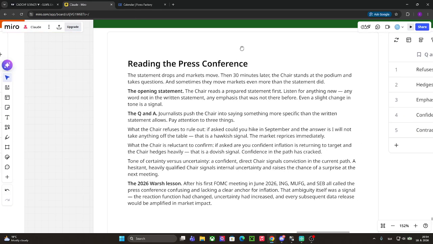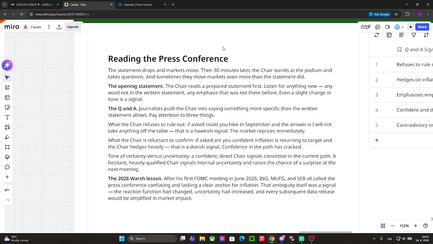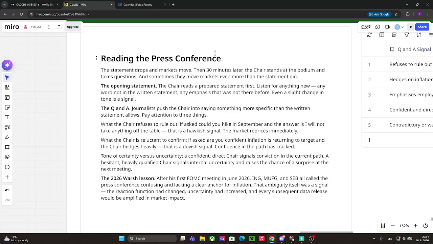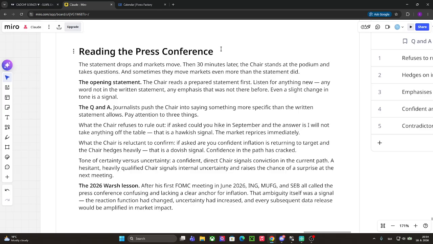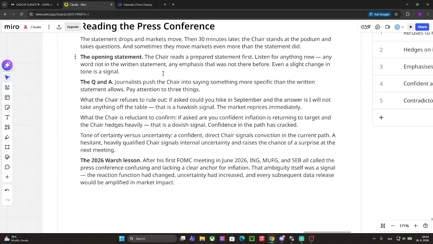Reading the press conference. The statement drops and markets move. Then 30 minutes later, the chair stands at the podium and takes questions, and sometimes they move markets even more than the statement did. The opening statement: the chair reads a prepared statement first. Listen for anything new, any word not in the written statement, any emphasis that was not there before. Even a slight change in tone is a signal.